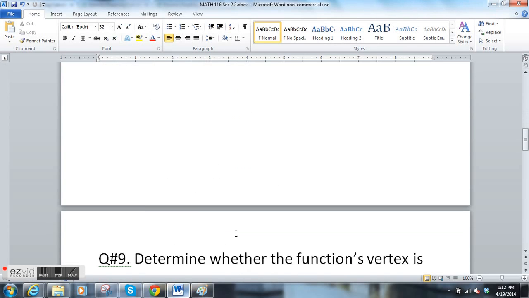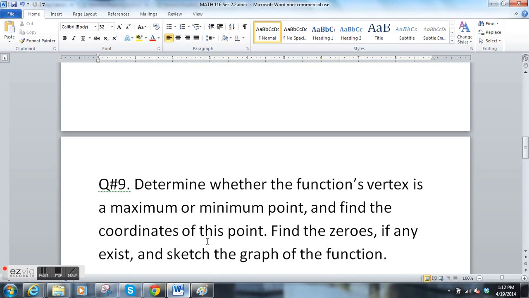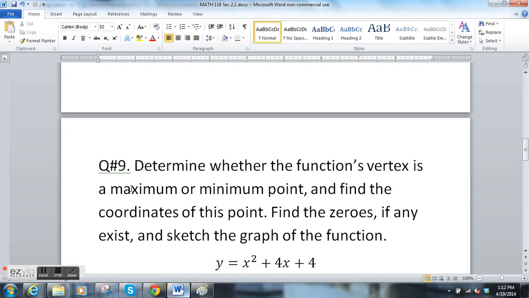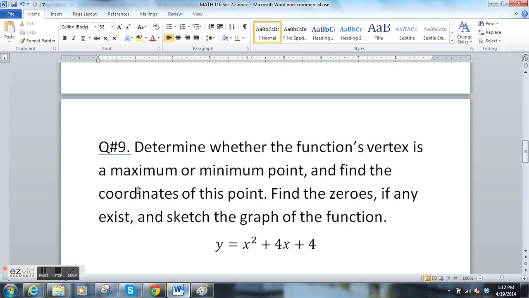So here are some questions. This is question number 9. Happily, this question number 9 is the same for the 10th edition and the 9th edition. It says, determine whether the function's vertex is a maximum or minimum and find the coordinates of this point. Find the zeros, if any exist, and sketch the graph. Oh my goodness, there's a lot going on, but we can do it.